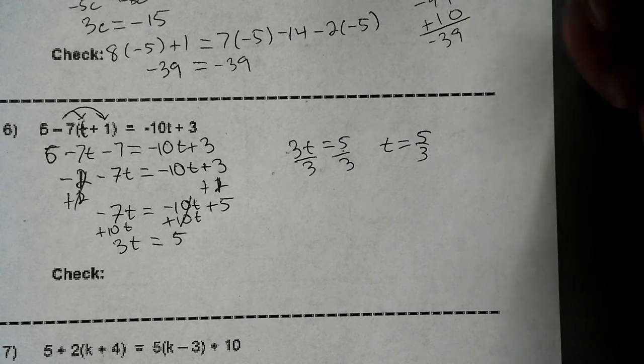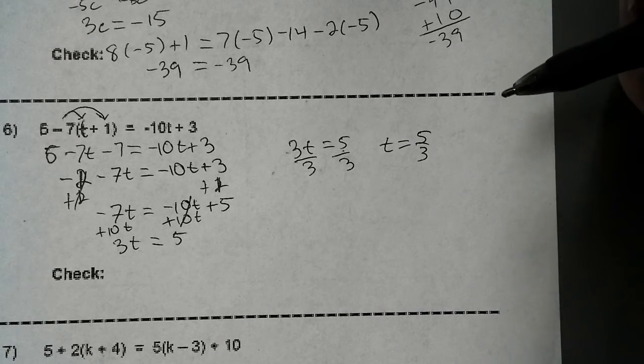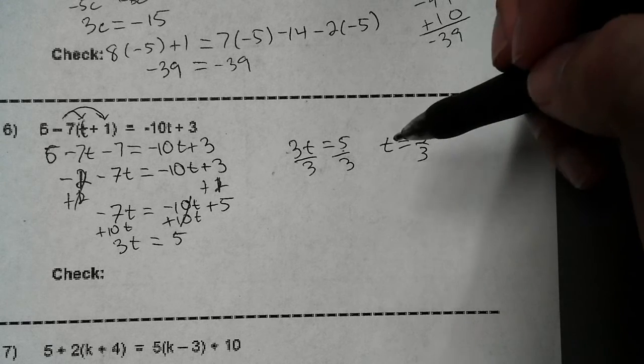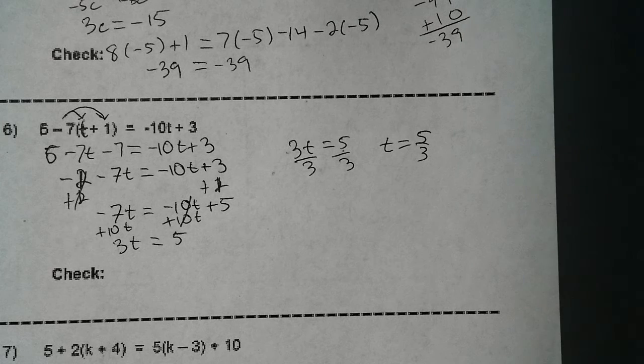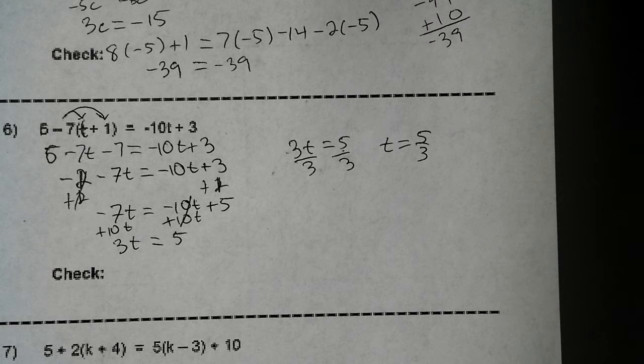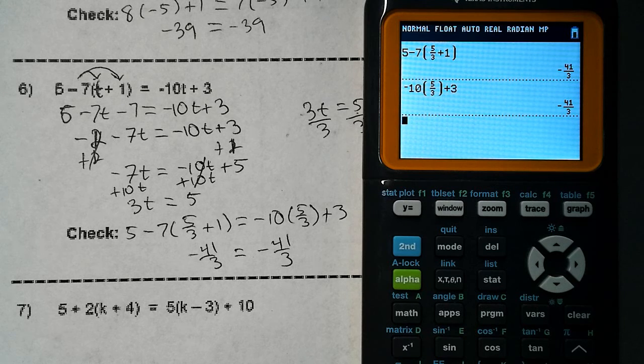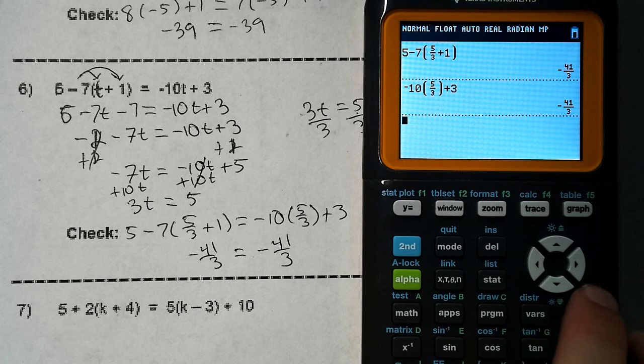Now, some of your problems, you may get a fraction or decimal. Don't freak out. If you plug it in, you should still get the right answer. To save some time, I'm going to plug this in the calculator, and then I'll show my answer and see if we made it. Okay, so we didn't make a mistake when I plugged in 5 over 3, and I just used my calculator to show it. These both came out to negative 41 over 3. Now, let's move on to our last one.